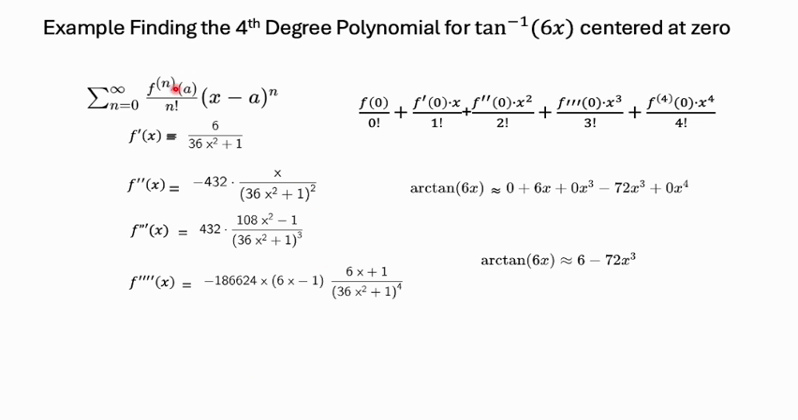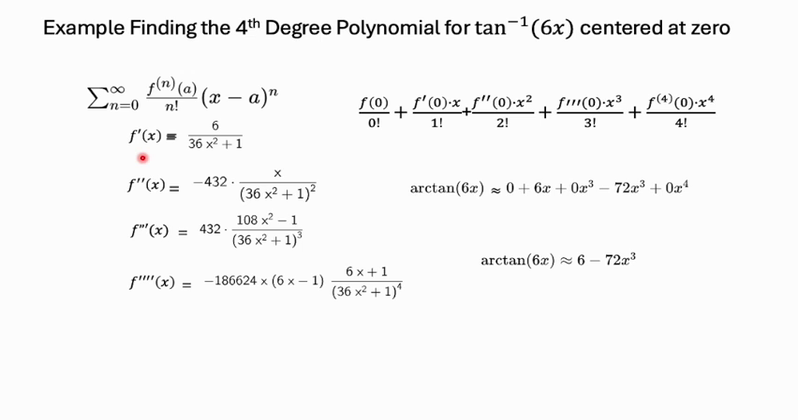So this n right here means the number derivative. So for example, if this said 2, when I plug in 2 for n, this would be the second derivative of f. A is our center, and we're given that our center is at 0. I just have x raised to the nth power. So I need to find all the derivatives first.